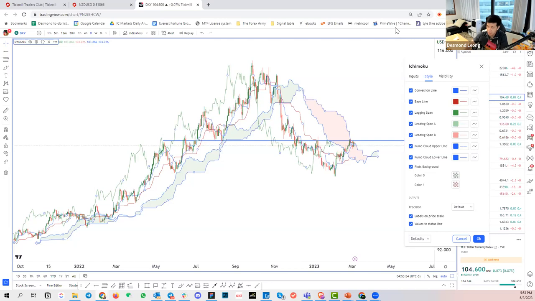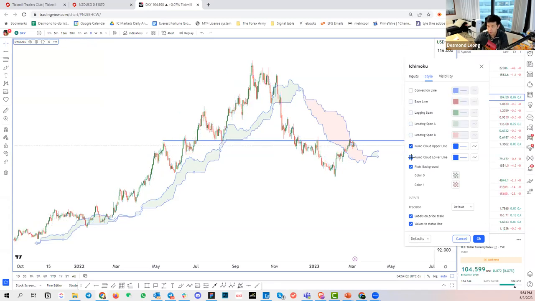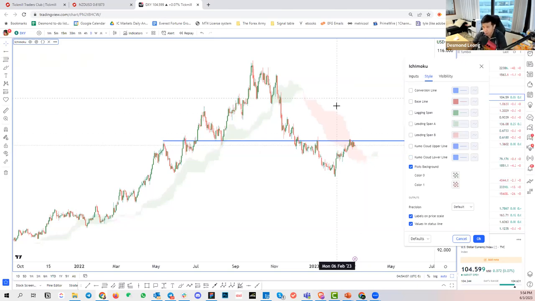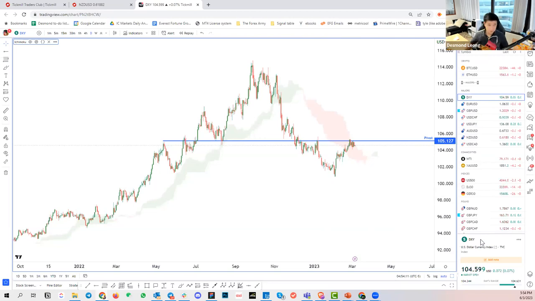It's way too messy to make any good information out of it. So what I do is I actually focus on using the cloud. I remove everything, and I just leave the background. Plots background, and I have a red for bearish cloud and green for bullish cloud, okay?